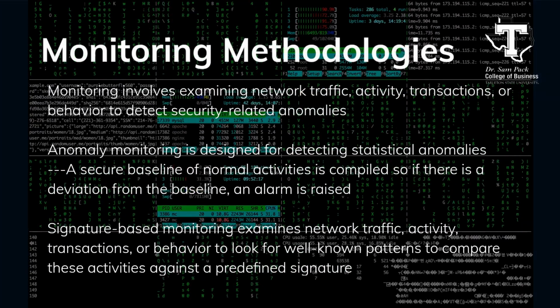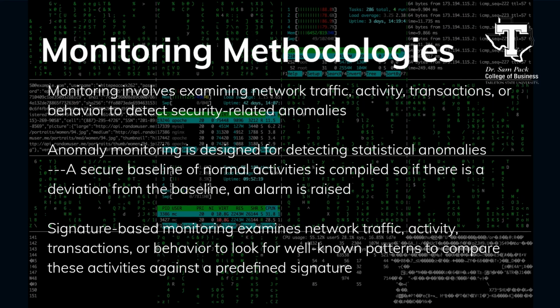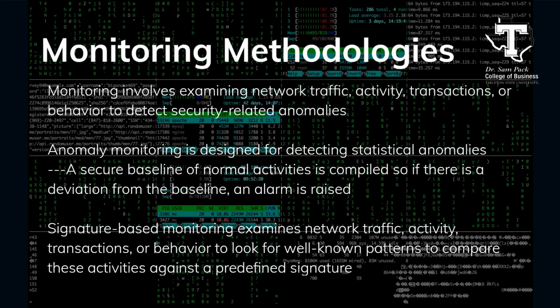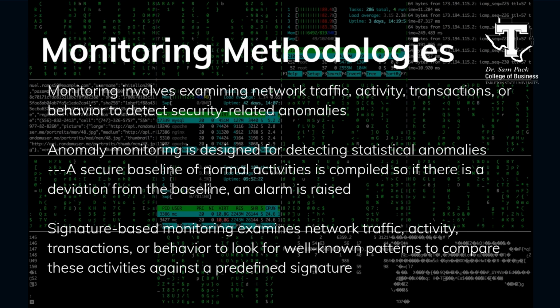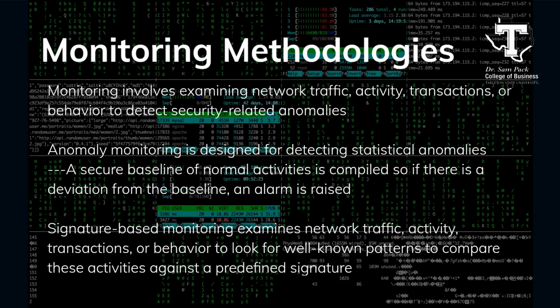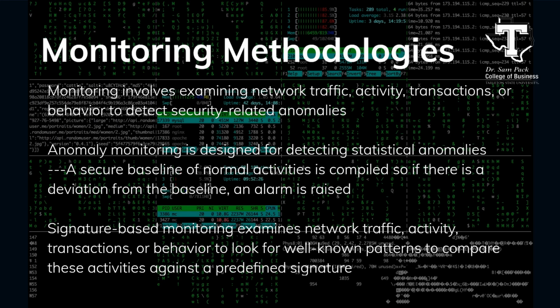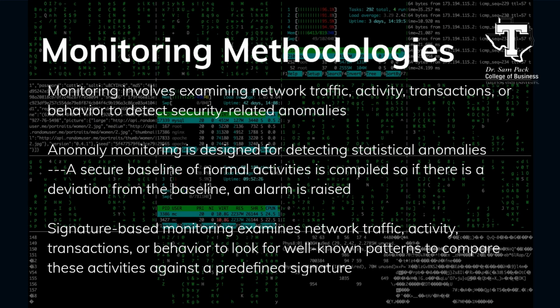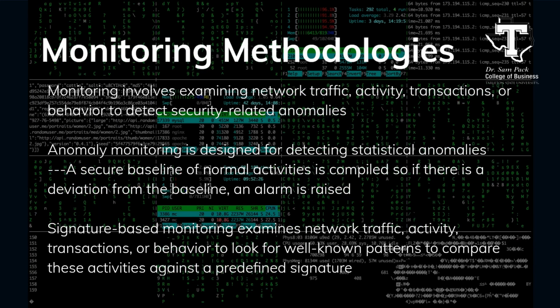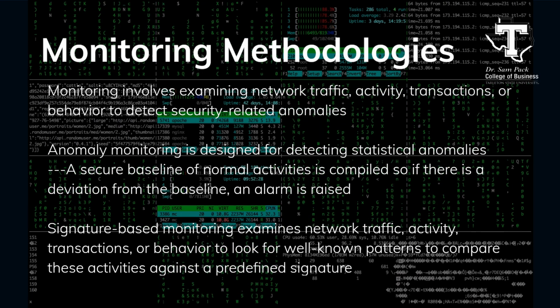Let's dive into monitoring methodologies, which are key to keeping our network secure. Monitoring involves checking network traffic, activity, transactions, or behavior to spot any unusual or suspicious activity. There are two main types of monitoring. Anomaly monitoring. This method detects statistical anomalies by comparing current activity to a secure baseline of what's considered normal.